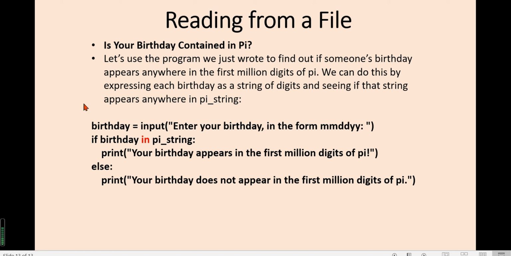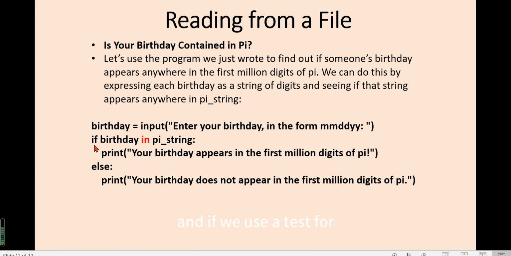In addition to the previous code, we can write a statement for user input. This is a prompt: Enter your birthday in the form MMDDYY. Then the user inputs the value. The six-digit number will be assigned to birthday, and the birthday will be a string. So this six-digit number will be a string value.